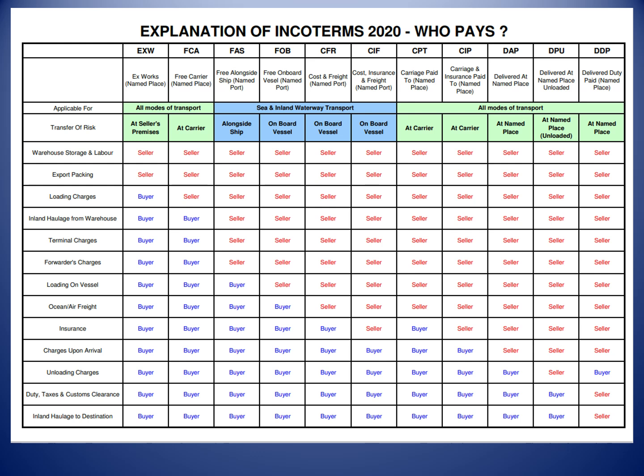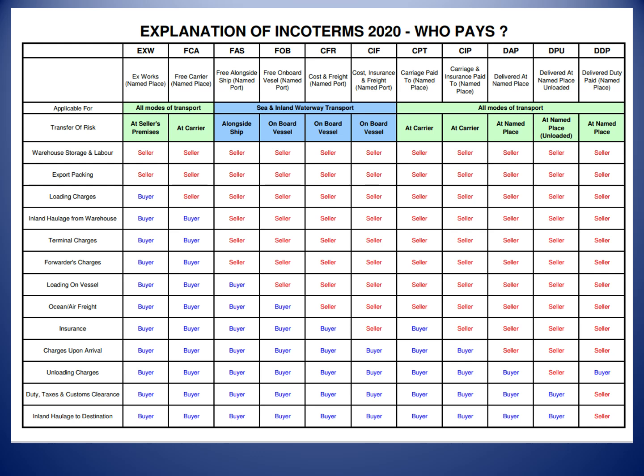On the line below that, you'll see it's referencing the modes of transport. You'll see EXW and FCA move in all modes of transport. And if we move across, CPT going to DDP, they also move in all modes of transport. However, the ones that are highlighted in blue, so FAS, FOB, CFR, CIF, can only be moved on sea and inland waterway transport. So you couldn't have an air freight movement that goes by FOB, for example.